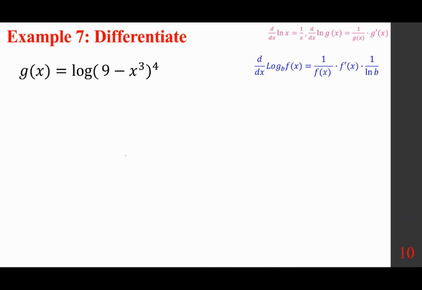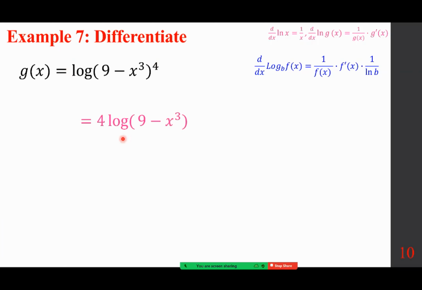We want to differentiate g of x equals log of 9 minus x cubed to the power of 4. First, let's simplify the log. Let's decompose the log by putting the 4 in front, the power rule. Now we want to differentiate.